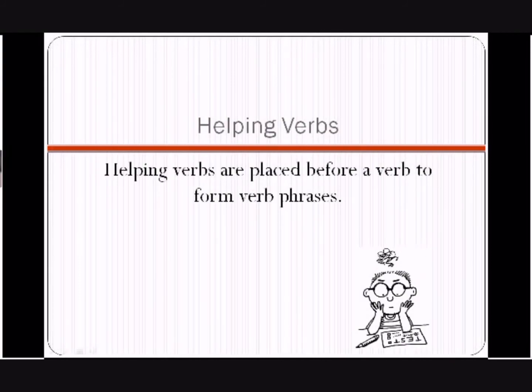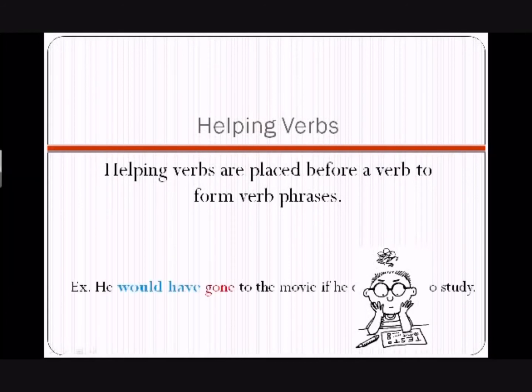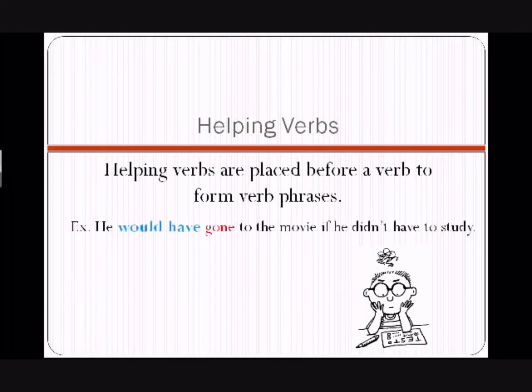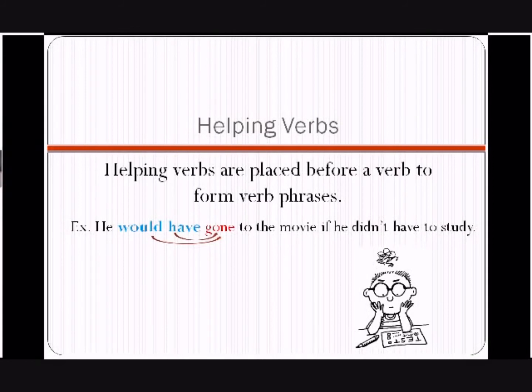Helping verbs are words that are placed before a verb to form verb phrases. There can be 1, 2, or 3 words in front of a verb to allow it to make sense in a sentence. Without the helpers, the sentence will not make sense. Here we have the example, he would have gone to the movie if he didn't have to study. Would and have help the word gone to make sense in the sentence. The sentence would not make sense if we just said he gone to the movie if he didn't have to study. We have to have would and have for the sentence to be correct.